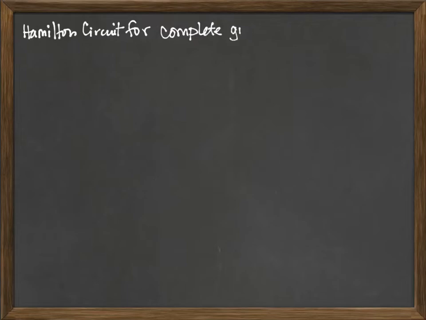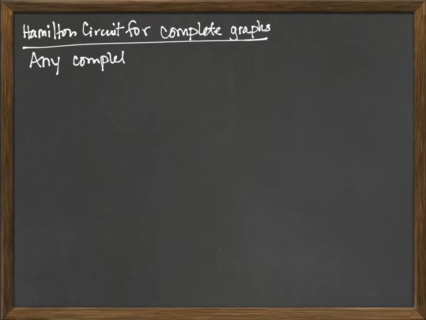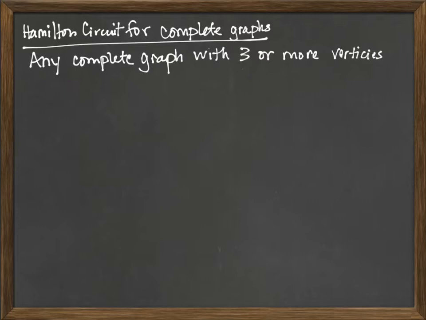All right. So the first one talks about what happens when we have complete graphs. So a Hamilton circuit for complete graphs. This says the following: any complete graph with 3 or more vertices has a Hamilton circuit.